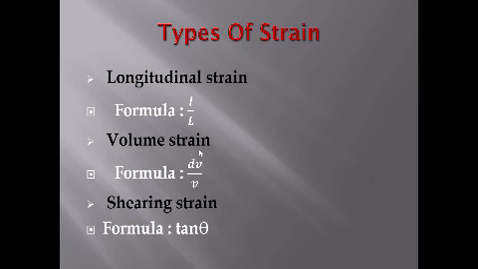Similarly, volume strain depends on the volume of a particular object or material. It is the change in volume, dV, for the small change, divided by V, the original volume. And shearing strain depends on tan theta, the angle of shear.